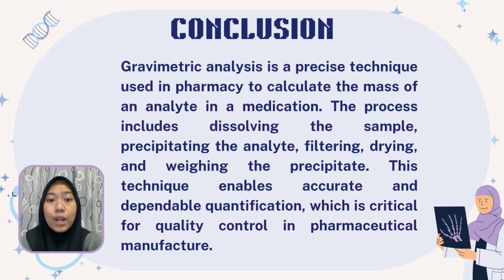So, the conclusion that we get from this experiment is that gravimetric analysis is a precise technique used in pharmacy to calculate the mass of an analyte in a medication. The process includes dissolving the sample, precipitating the analyte, filtering, drying, and weighing the precipitate. This technique enables accurate and dependable quantification, which is critical for quality control in pharmaceutical manufacture.